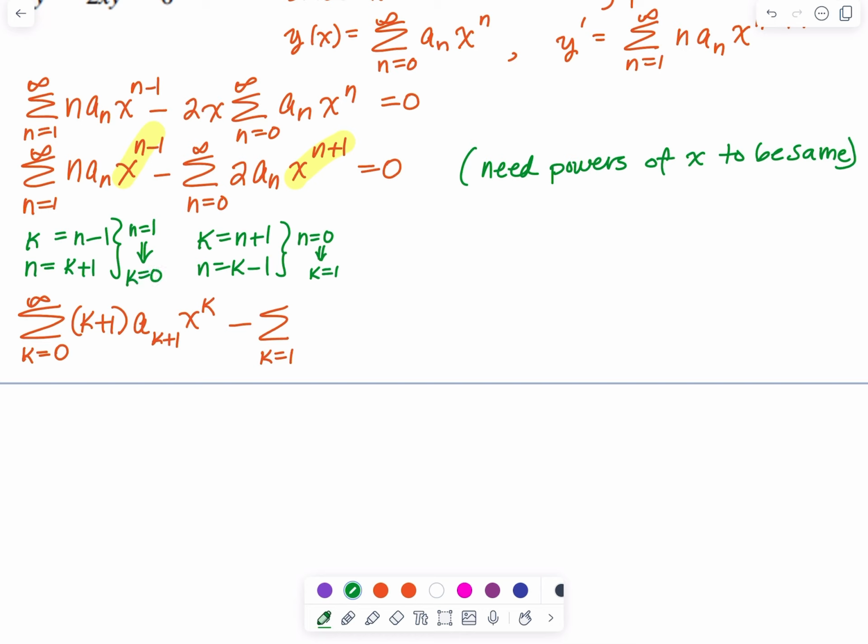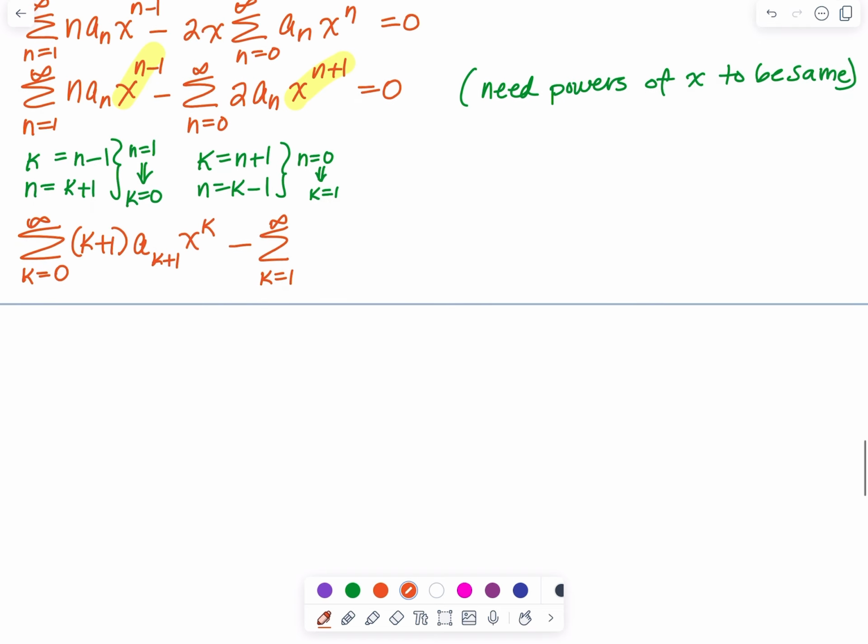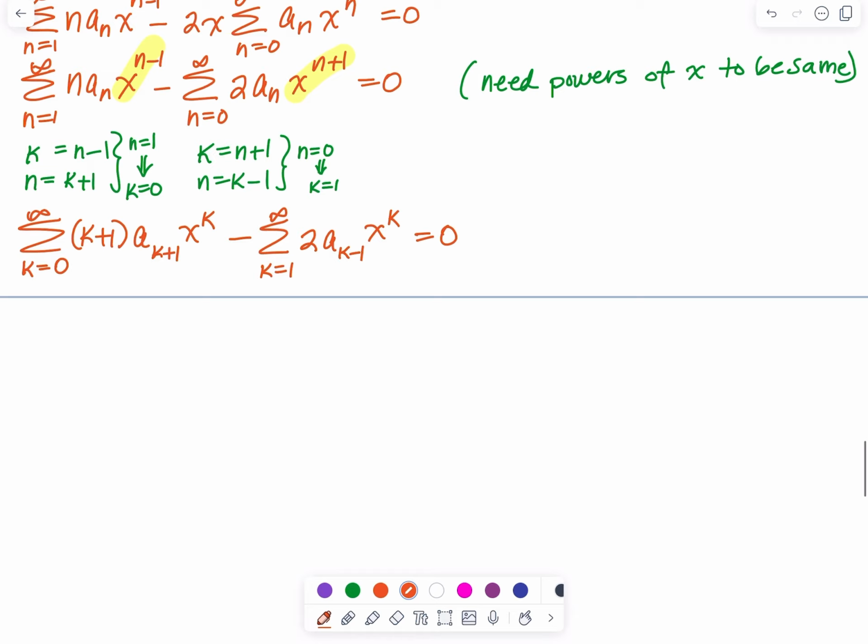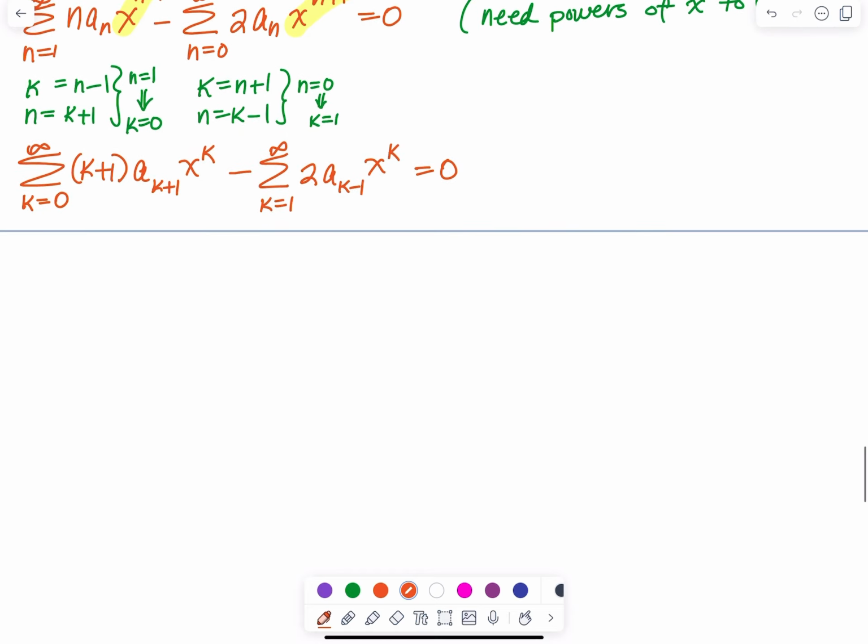That'll help with where our sum begins, to infinity. And we have 2a sub k minus 1 x to the k, and that's equal to 0.